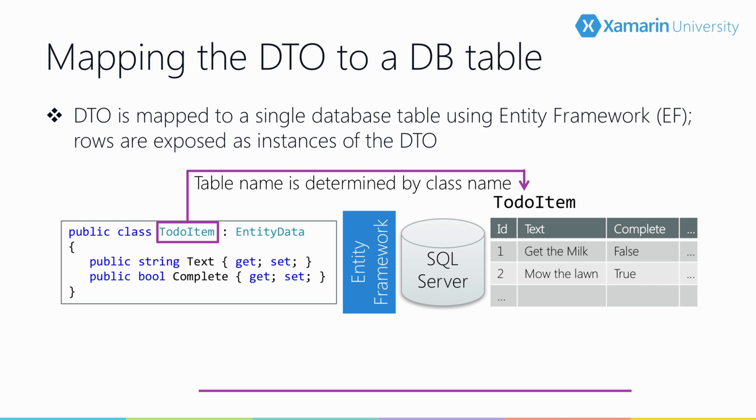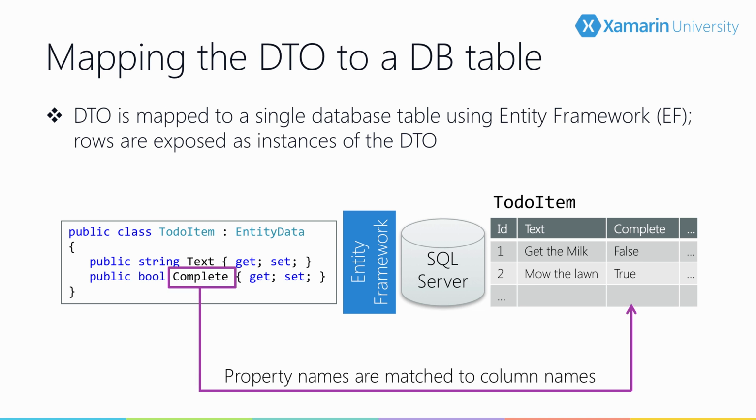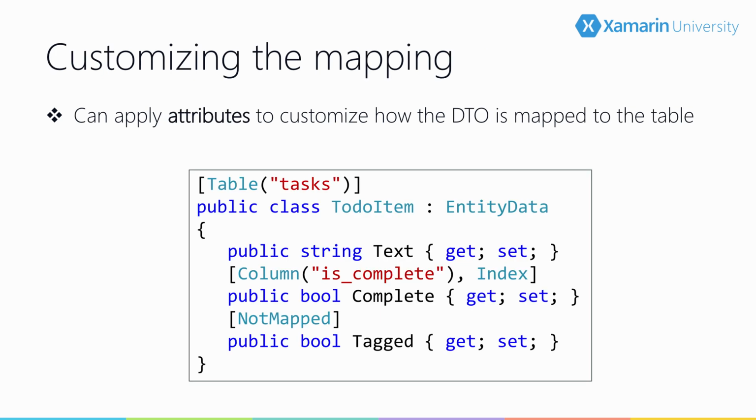NAD Framework will create this table if it doesn't exist the very first time we access the database through NAD Framework. And public properties in our DTO will be mapped and assigned to columns in the database table by name. If you don't want to use this default mapping scheme, or you're trying to map a DTO to an existing table that doesn't quite match up, you can decorate your DTO with attributes from NAD Framework to customize how it maps your DTO to the table.